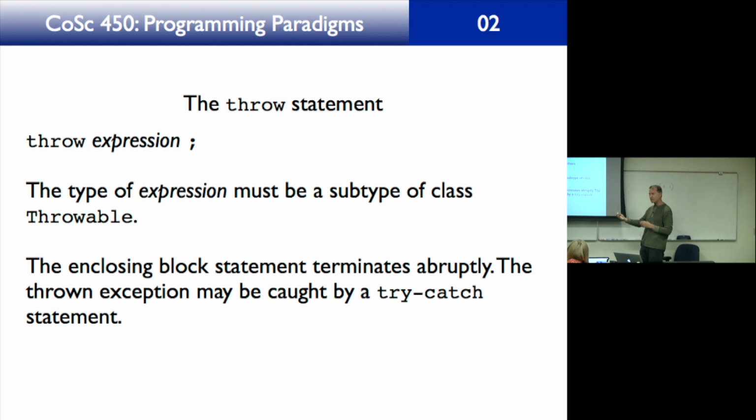The idea is that something bad happens, and then to handle that exception, the programmer wants to be able to catch it. So the enclosing block statement terminates abruptly. Anytime an exception is thrown, then boom, at that point where that happens, it doesn't require an if statement. The if statements are all automatic. If it gets thrown, then boom, the enclosing block statement gets terminated right there.